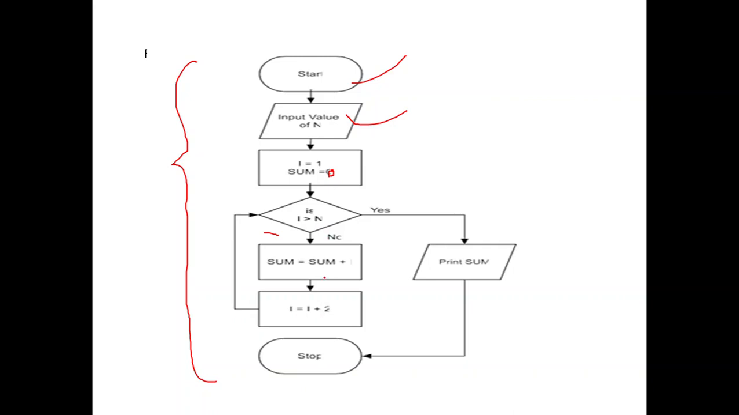No. Then what happens? Sum equals sum plus I, and then I equals I plus 1. It will be continued till the I value is less than or equal to n. When I will be greater than n, what will happen? This condition will be executed, that is print sum, that we will get as 15, right? And the 15 is displayed, and then stop. Okay, so this is the algorithm. Thank you.